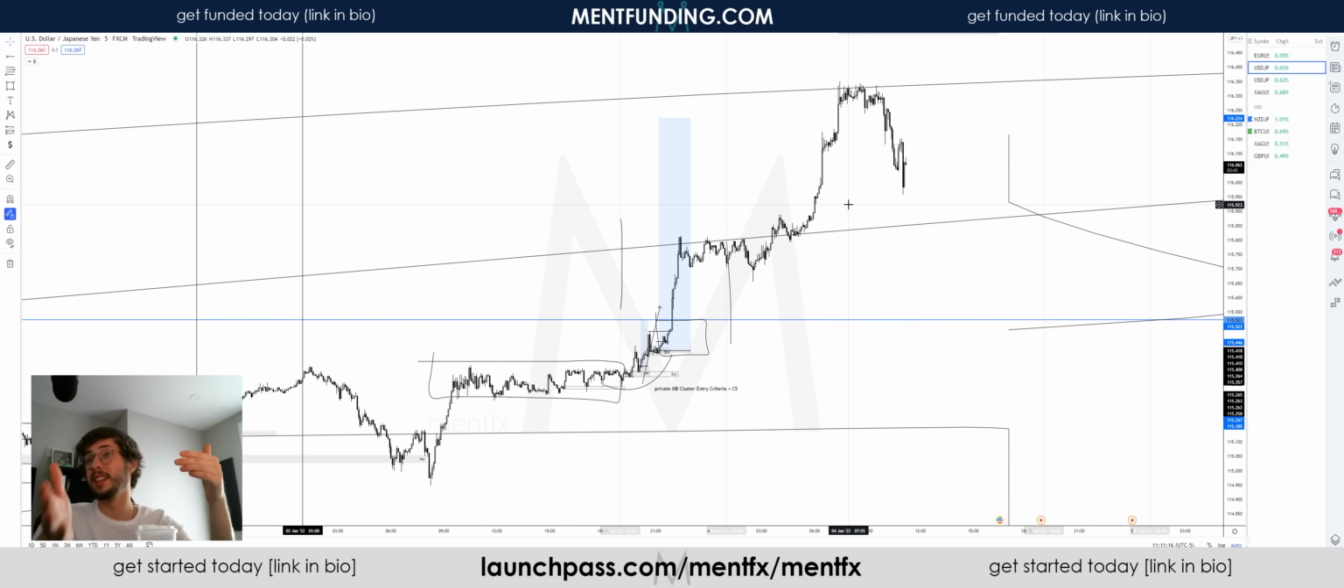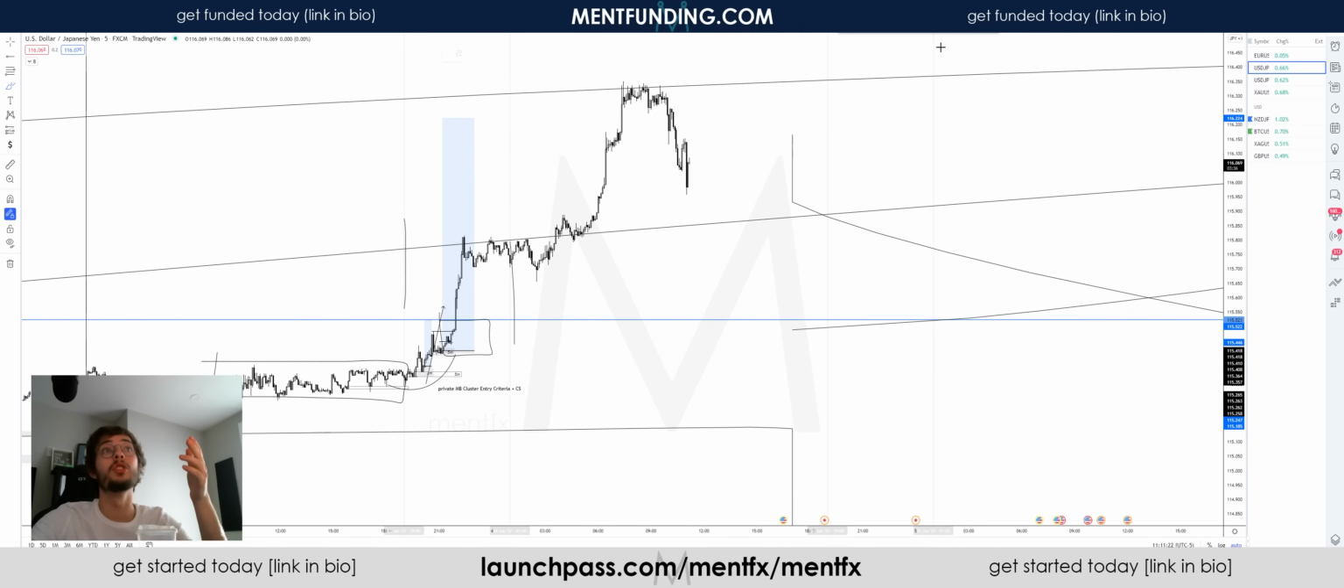Similarly, as it's 11 a.m. right here, so I'm actually on New York time, this is probably going to find itself consolidating once again until we come into the next Asian session, in which case we will then again write out our bias for the day and begin to trade based on what you want to be trading.